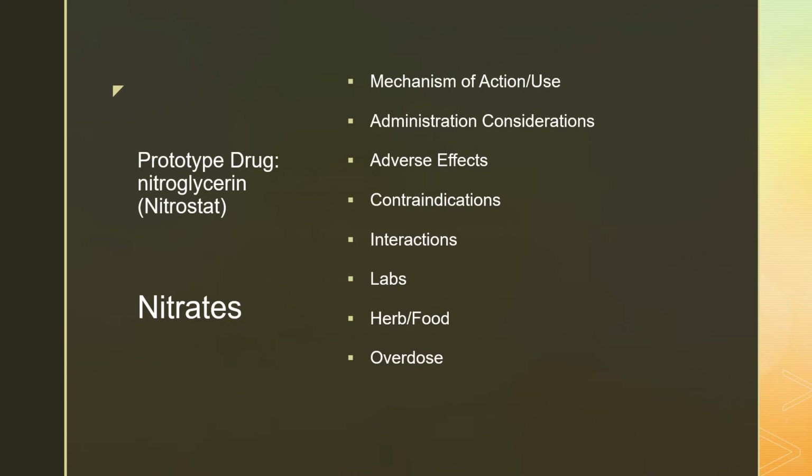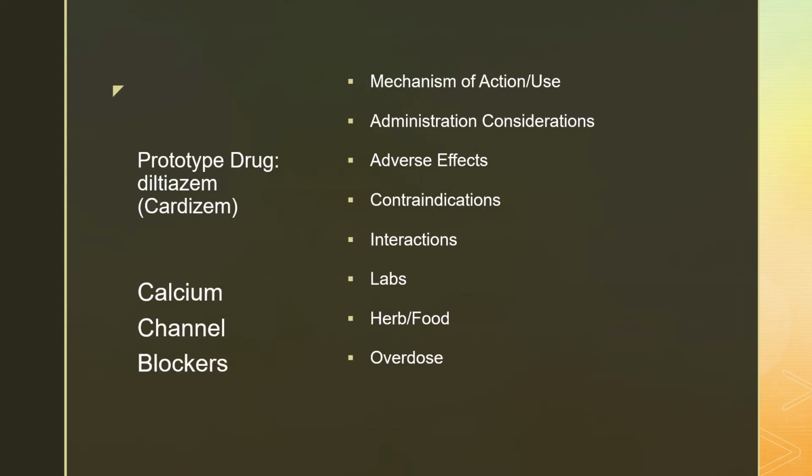Herbal-wise, hawthorn, this particular herbal medicine can cause hypotension. Again, we don't really want severely low blood pressure. Treatment for overdose can be administration of normal saline boluses.